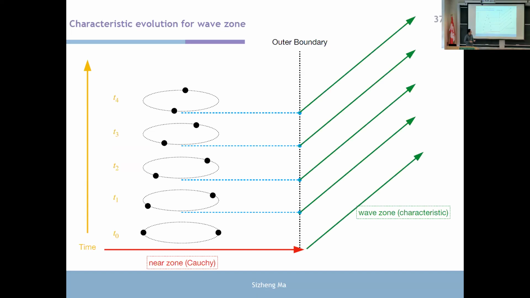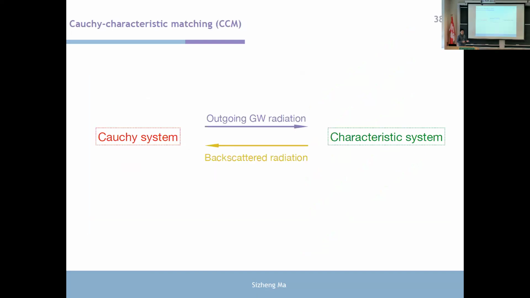So in practice, we can put both Cauchy and characteristic systems together to handle both the near zone and the wave zone simultaneously. In this setup, we send outgoing modes from Cauchy to characteristic to evolve the outer wave zone on a single time slice. Once this is done, we can send the backscattered modes from characteristic to Cauchy to construct the exact boundary condition, including the backscattering waves. In other words, we match those two systems together and evolve them at the same pace.